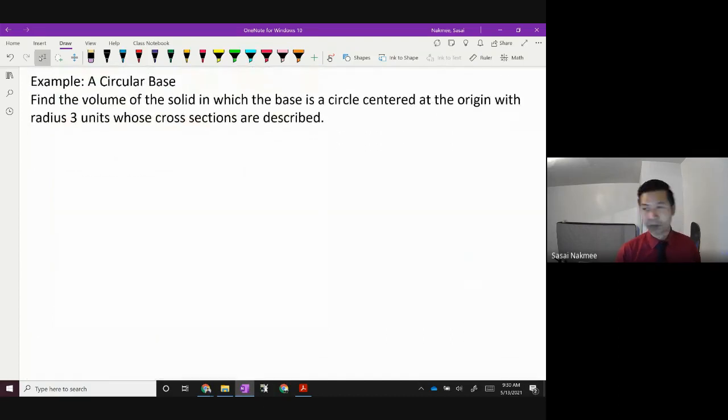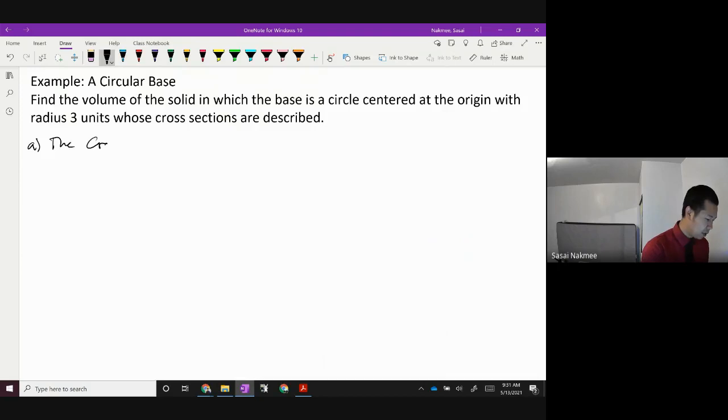This one's a different one, where they don't give us an equation, but they give us a description of the base. We're asked to find the volume of a solid whose base is a circle centered at the origin with a radius of 3 units, whose cross sections are described. We'll do an easy one first. Let's go with the first cross section.